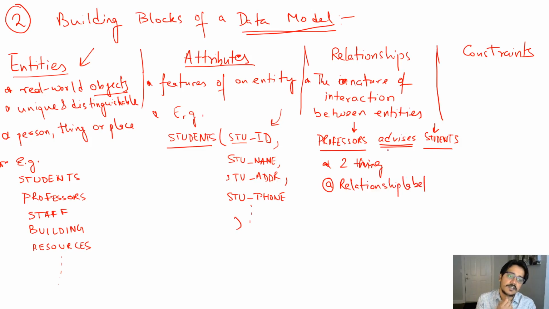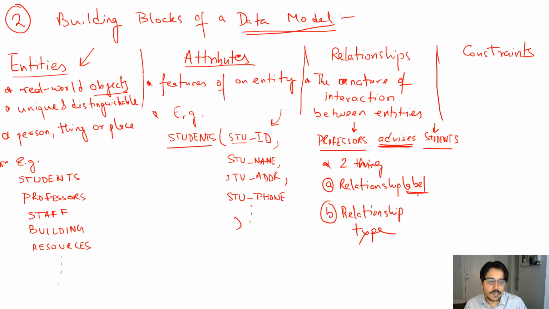Okay, that is, what is the nature of the interaction? And then the second thing is the relationship type. Okay, so the label is pretty simple. As long as you understand how the two entities interact with each other, you can provide a label between the relationship of those entities.